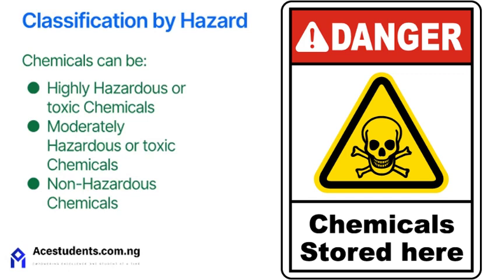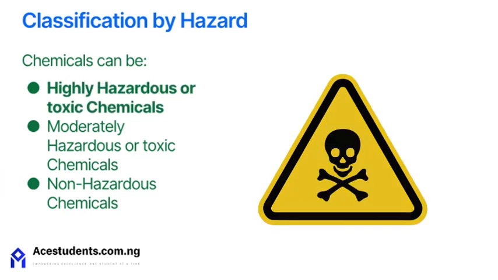Now, let us look at how chemicals are grouped by how dangerous they are. These are 1. Highly hazardous or toxic chemicals. 2. Moderately hazardous or toxic chemicals. And lastly, non-hazardous chemicals. These are dangerous chemicals that can cause serious injury or even death. Always wear gloves, masks, and goggles when handling them.